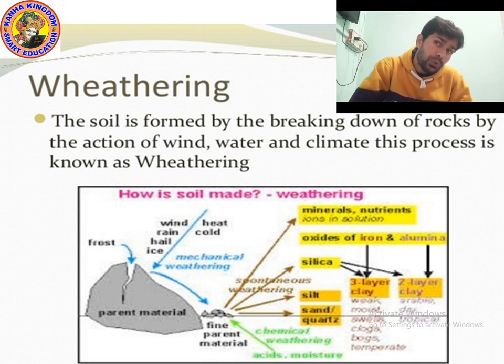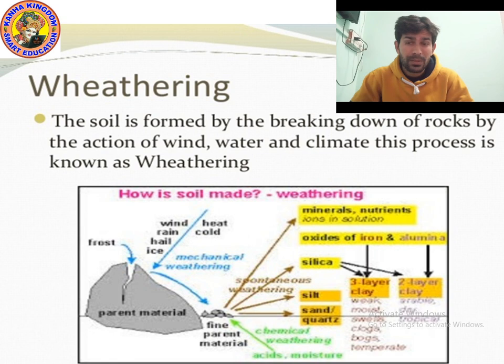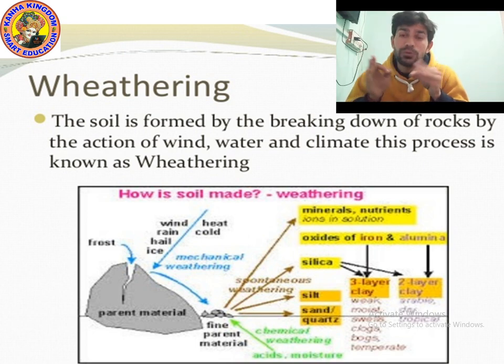Do you know how soil is formed? For your information, the formation of soil is not as easy as you think. It's a very long process. It takes several years, thousands of years, before soil is formed.